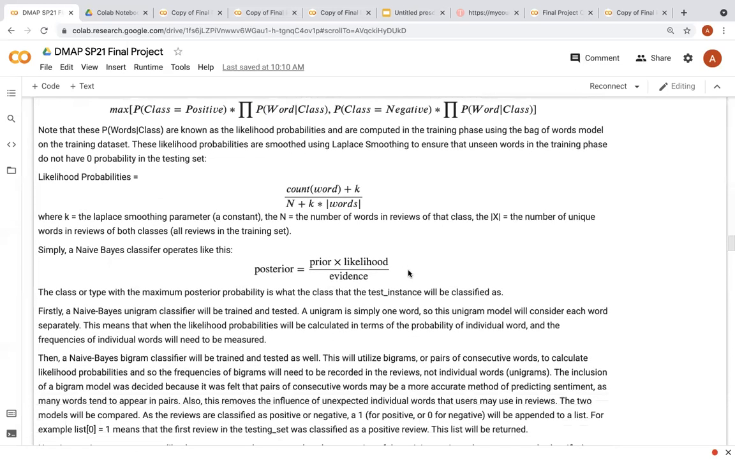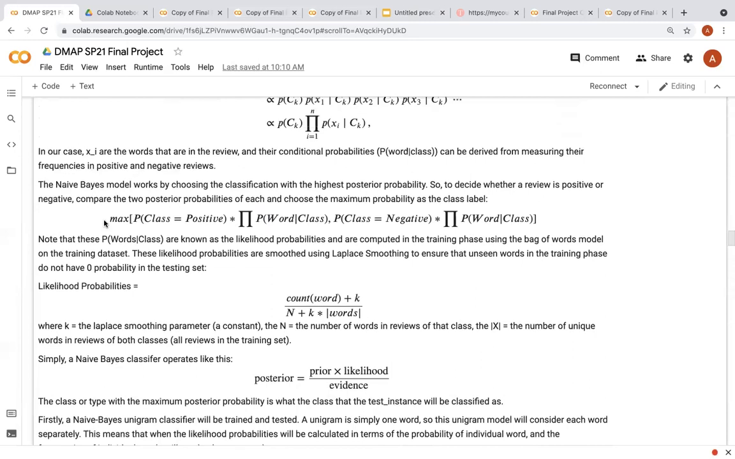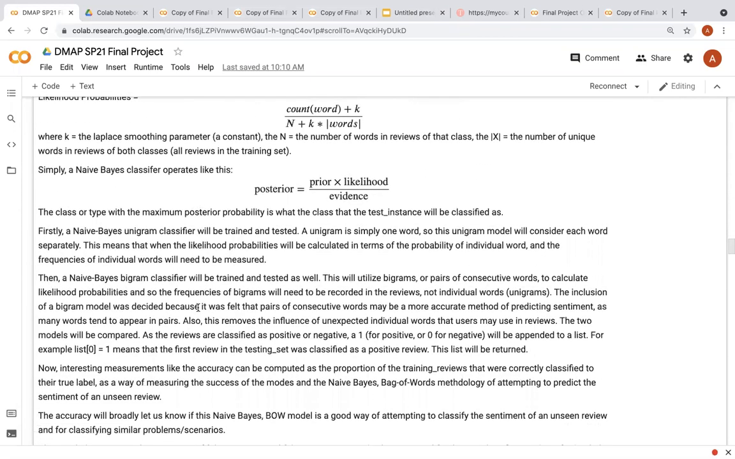So quite simply, a naive Bayes classifier operates like this. The posterior probabilities are calculated by the prior times the likelihood, divided by this evidence, the denominator. But we disregard the denominator when creating naive Bayes classifiers, as maximizing the numerator maximizes the posterior probabilities, and we just need to take the maximum of the two posterior probabilities to decide which class the review belongs in.